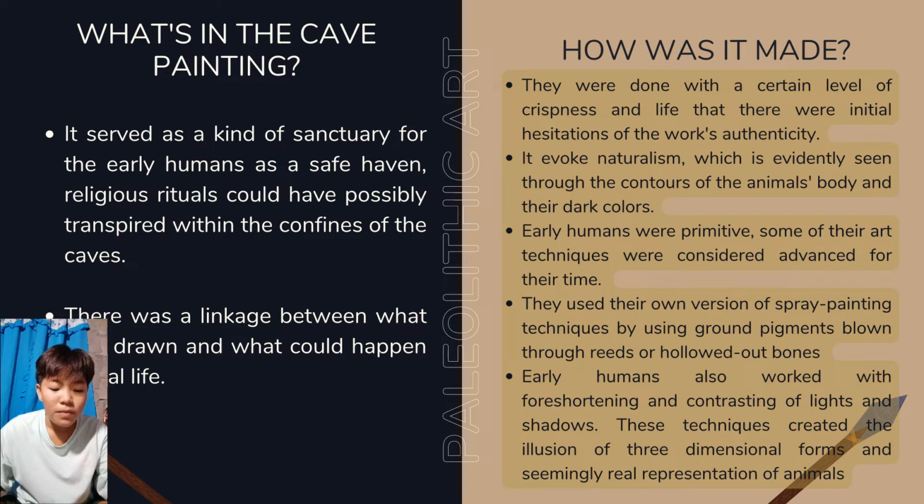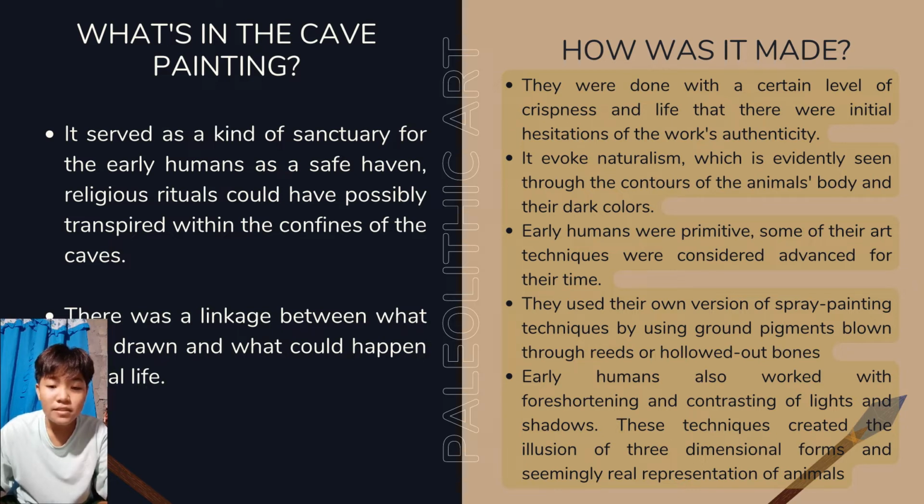Although most people would think that early humans were primitive, some of the art techniques were considered advanced for their time. Some of the early humans already used their own version of spray painting techniques by using ground pigments blown through reeds or hollowed out bones, since these were the readily available materials for them.